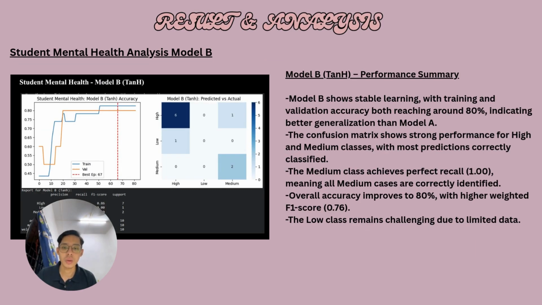Now we're moving on to model B. Using the tanh activation function, we observe a smooth, stable learning pattern. Both training and validation accuracy reach around 80%, indicating better generalization compared to model A. The confusion matrix for model B shows improved classification, especially for the medium mental health category, where all samples are correctly identified. The high category also maintains strong performance, while the low category remains difficult due to having few samples. Overall, model B outperformed model A, achieving higher accuracy and more balanced classification across categories.